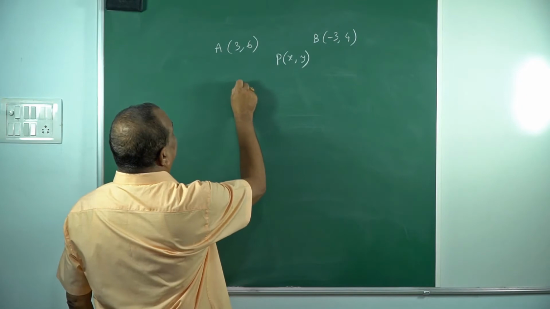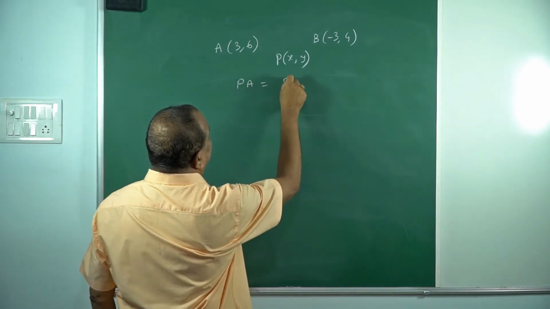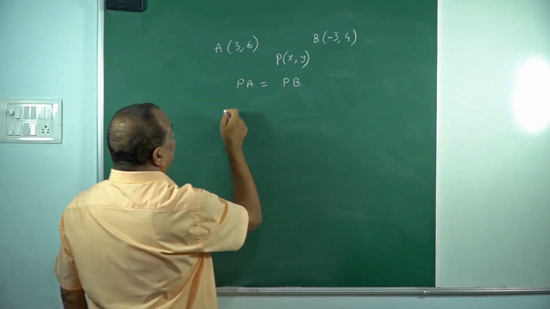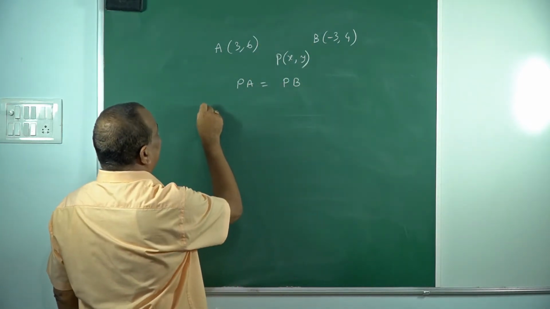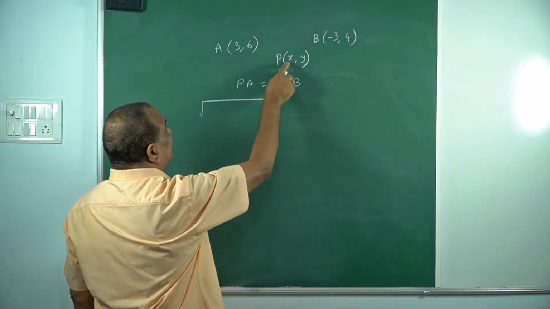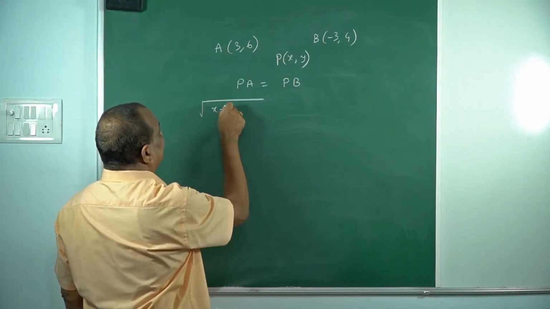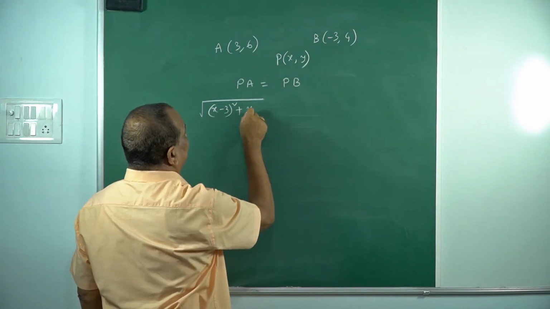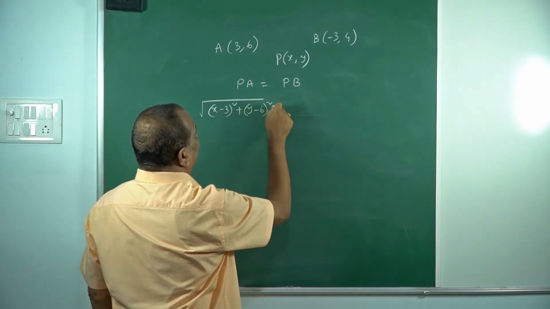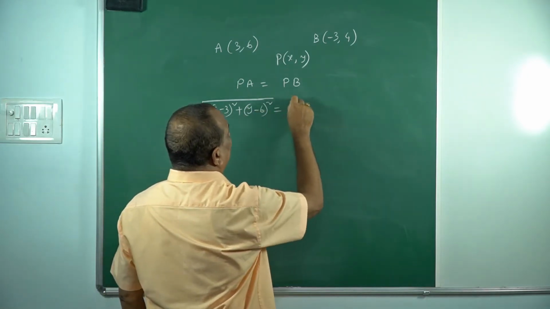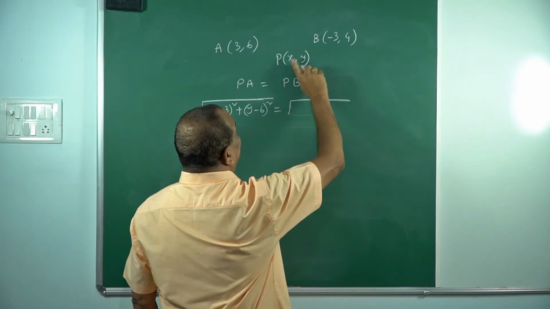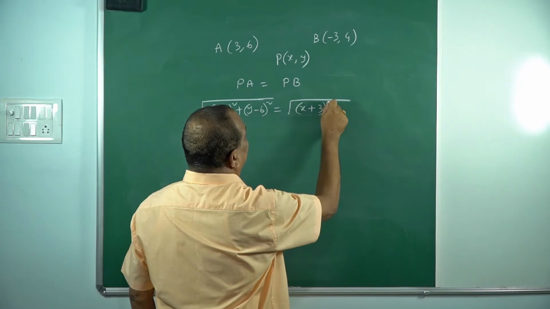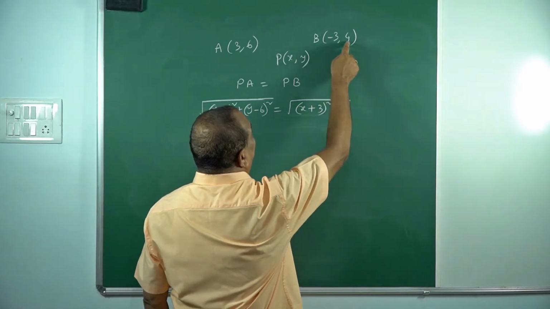So I will take PA is equal to PB. This is the condition. This point must be equidistant from A and B. Or PA square is equal to PB square. Anyway, I put the root for the time being. Come on, (x minus 3) whole square plus (y minus 6) whole square. That is the distance PA. And now this distance PB: (x plus 3) whole square and (y minus 4) whole square.